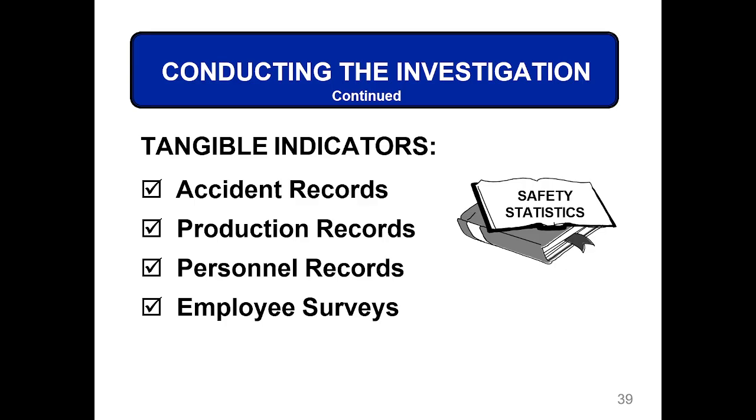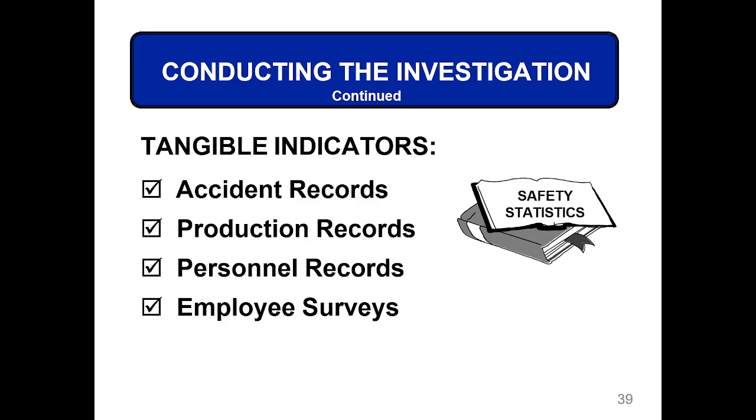What are the tangible indicators? What tangible is, what is visible? Accident records, production records, personnel records, employee surveys. Accident records include even near misses. So all these ones you can get them. Some of them at the company clinic, or some of them with safety representatives, or some of them even with supervisors and the safety officer.